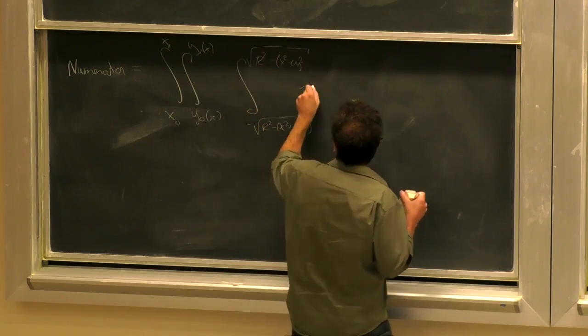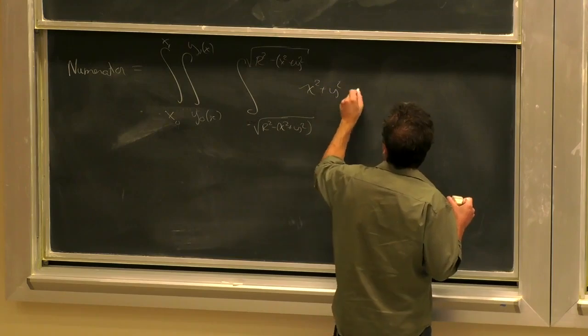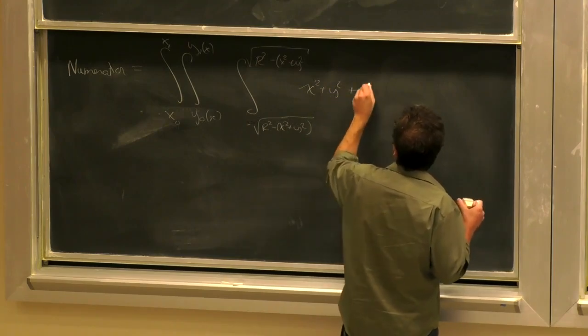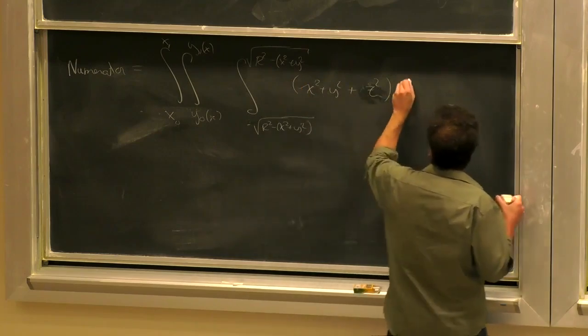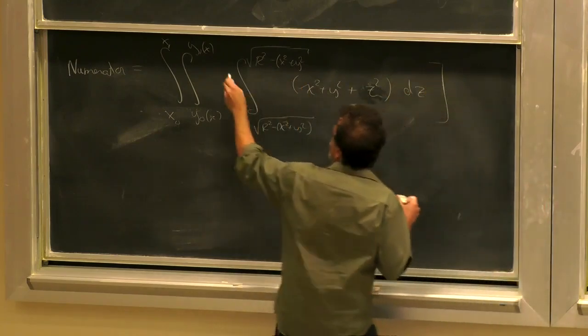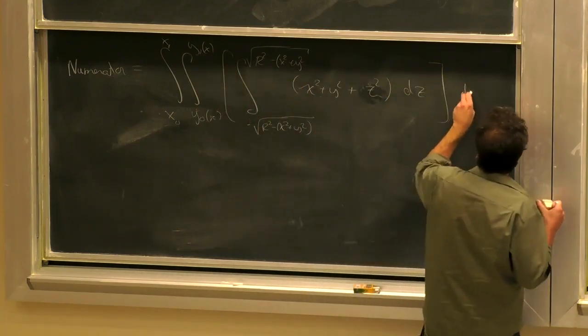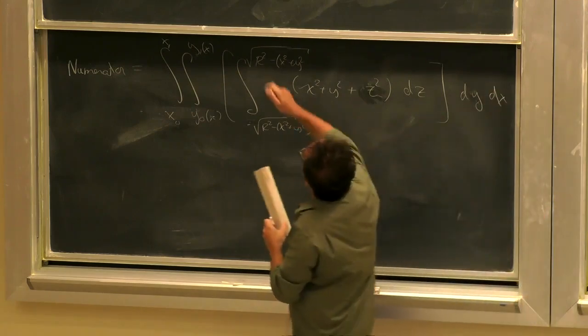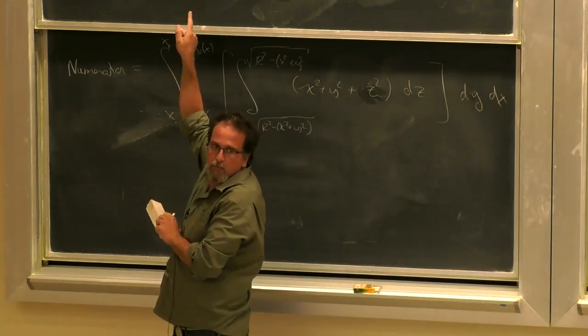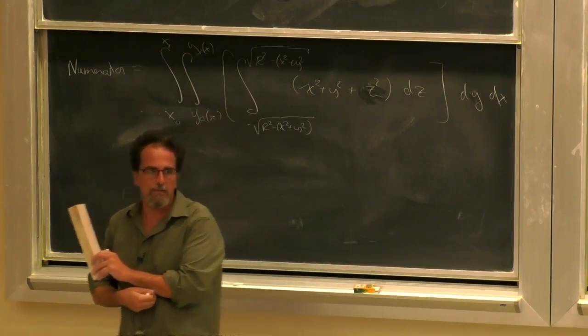And what you have to integrate is x squared plus y squared plus z squared with respect to z, and then you have to do the integral with respect to x and y next. And so it should be the y integral next and the x integral last. So I did it wrong up there. That should be dz, dy, dx. Okay, so I chose that ordering.